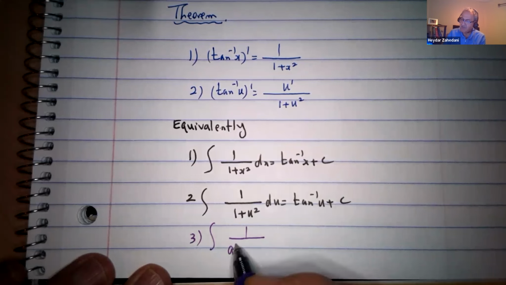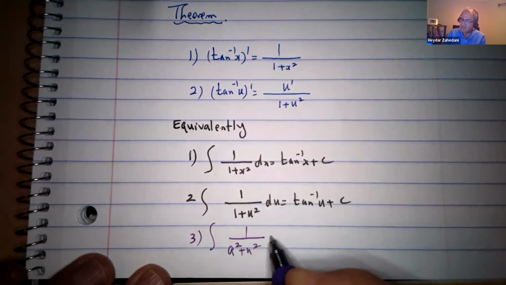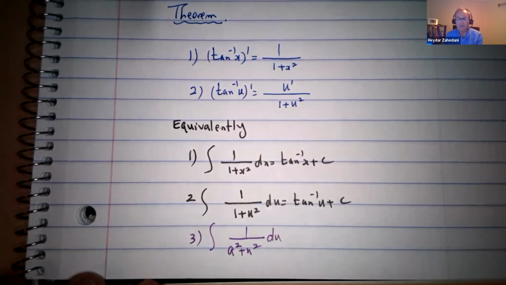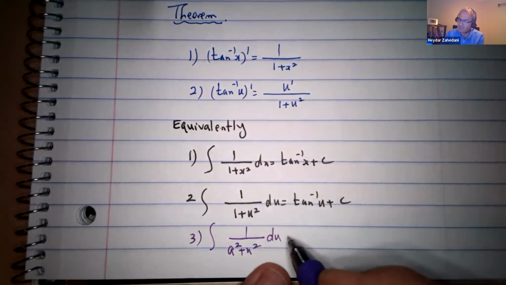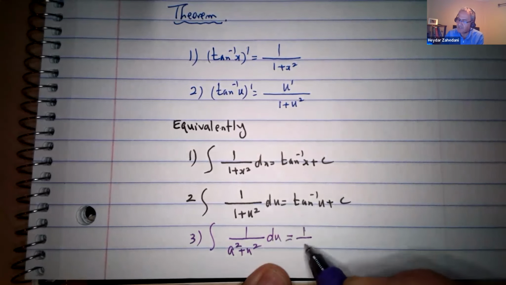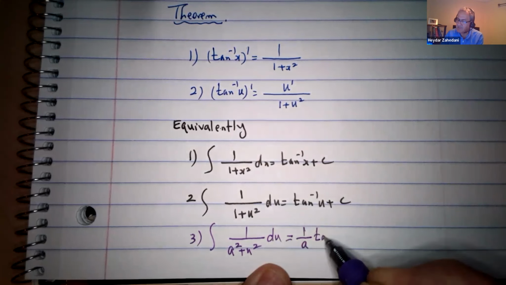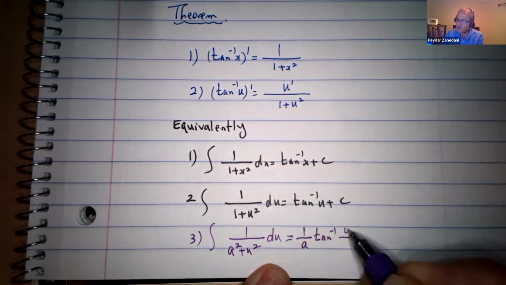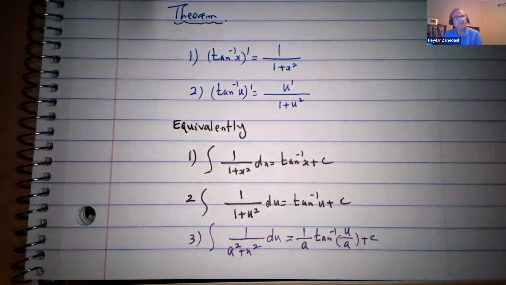If you have something like 1 over, I give you the last one, a squared plus u squared. If it's a squared, you have to factor it. In this case, it's going to be 1 over a tan inverse of u over a plus the constant. Remember, in the case of the sine inverse, there is no 1 over a. But in the case of the tan inverse, there is. And the reason is, in the case of the sine inverse, there was a radical involved.